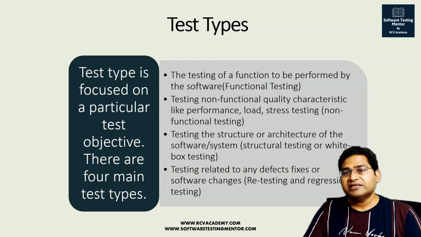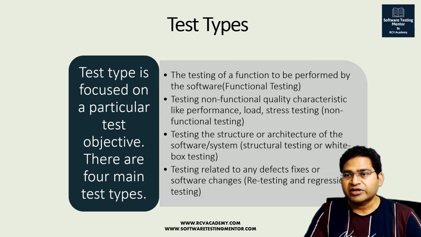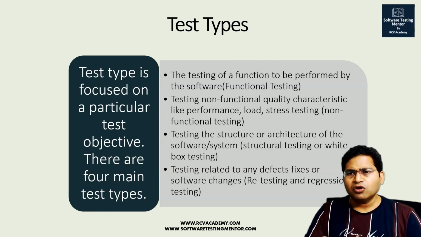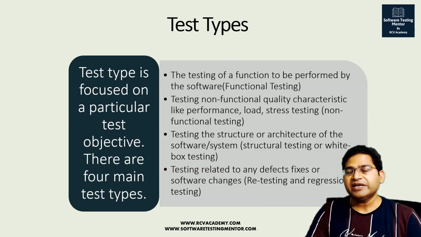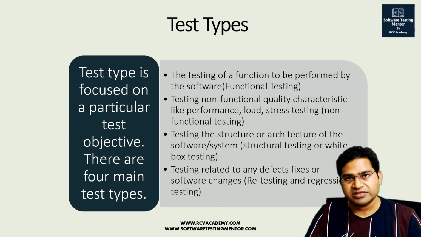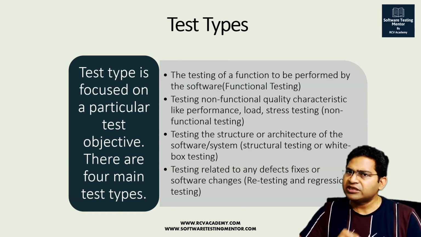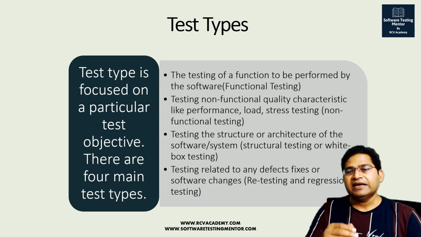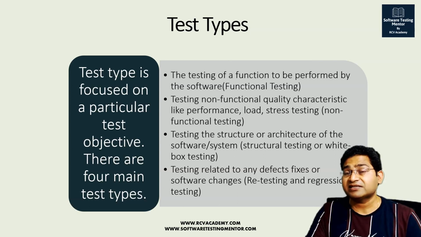Then the next categorization is non-functional testing or non-functional quality characteristics. For example, what is the response time, how quickly the software responds, is it reliable? All of those non-functional characteristics are another category of the testing type. Then there is another test type which is testing the structure or architecture, which is mostly white box testing. When we test the architecture, that's structural testing, white box testing, which is another categorization of test types. And there are many testing types within each of these categories that we are discussing. And then there is testing related to any defect fixes or software changes, for example, retesting and regression testing.